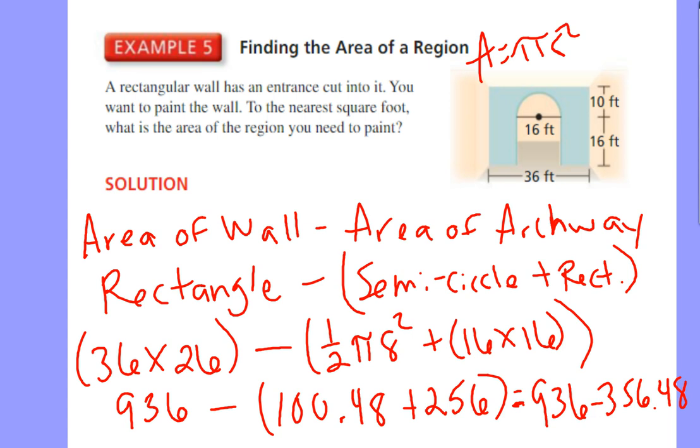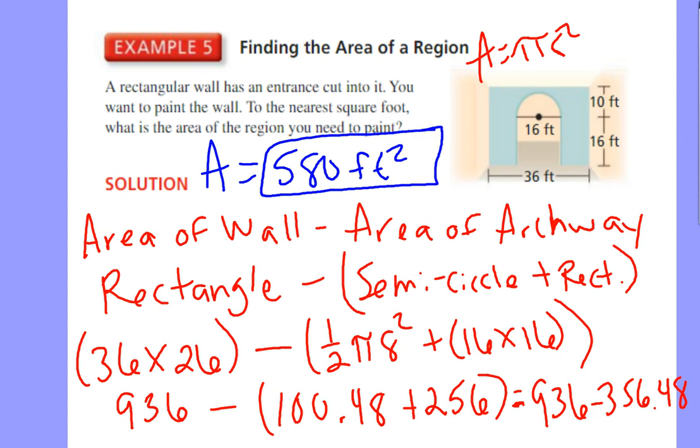Let me change colors just to kind of show our finalizing. A total area of 579.52, but it wants it to the nearest foot. So let's back up a little bit and go ahead and call that 580 feet squared. Again, that was the whole wall minus our archway. So 580 feet squared was just our blue right on this outline.